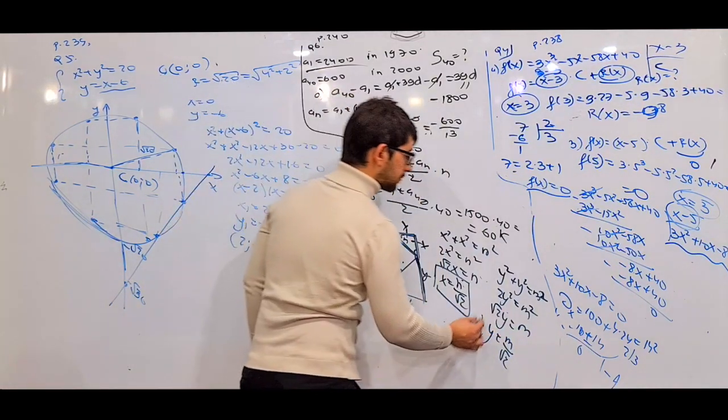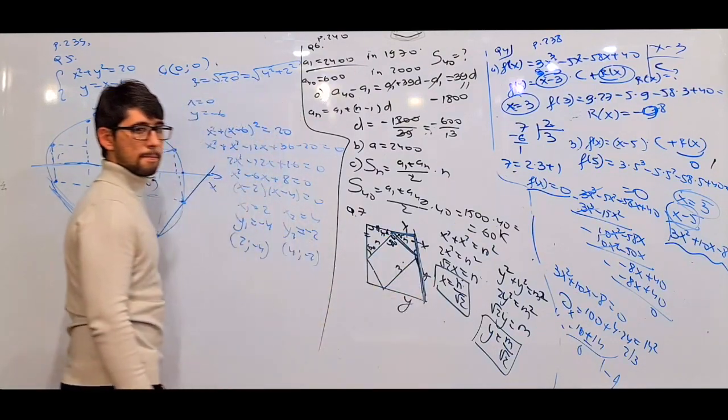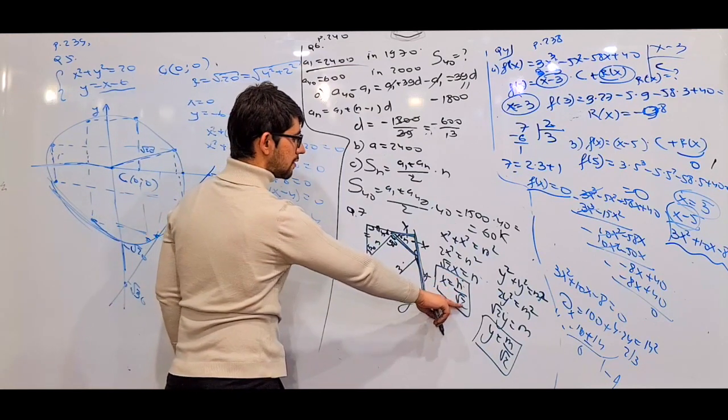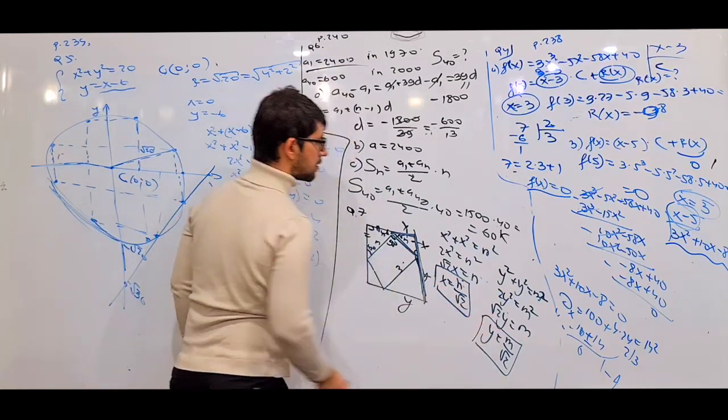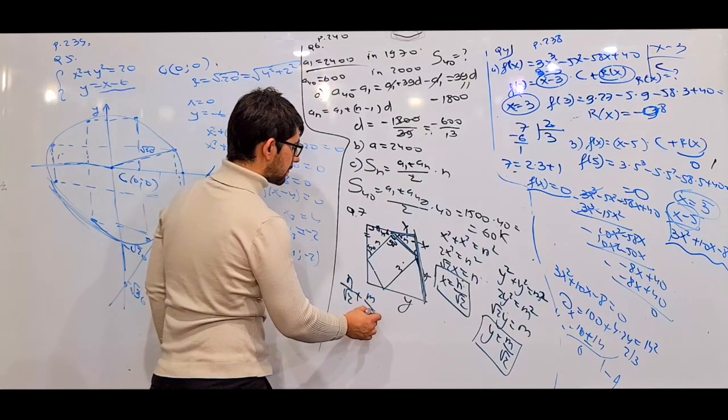Now, can you tell me one side of this square? x plus y, right? And it is equal to n over square root of 2 plus m over square root of 2.